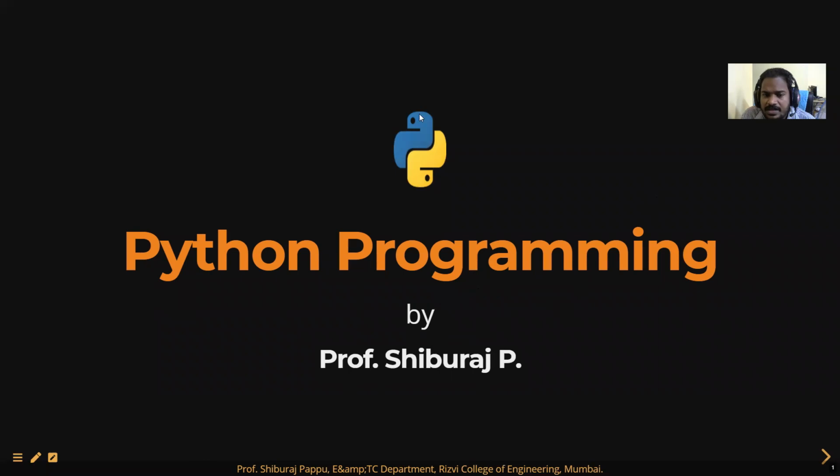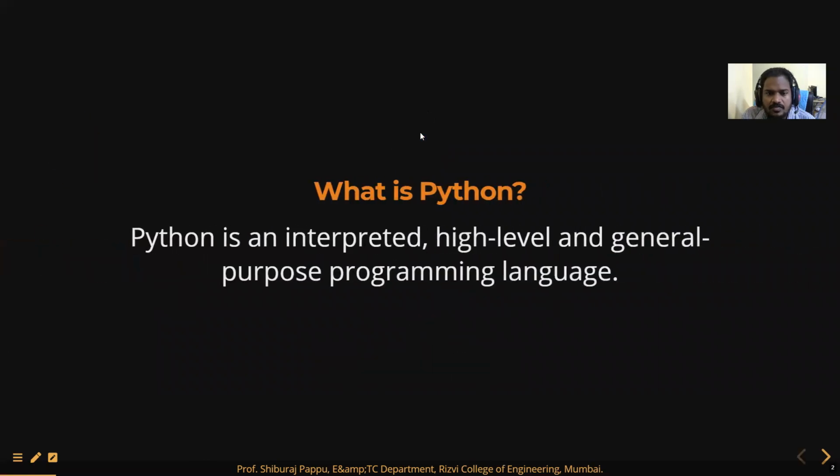Now let's quickly begin with what is Python. Python is an interpreted, high level and general purpose programming language. Now we will be looking at this a bit more in detail. First of all, there are three main important things that you should understand. First, it is interpreted, high level, and general purpose. We will be seeing what is interpreted in a later slide.